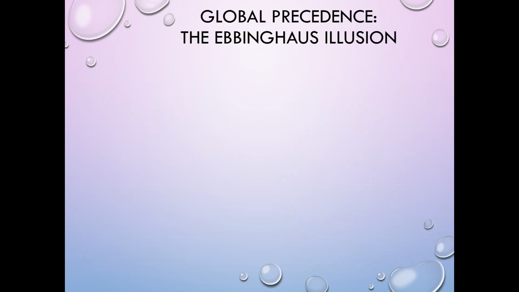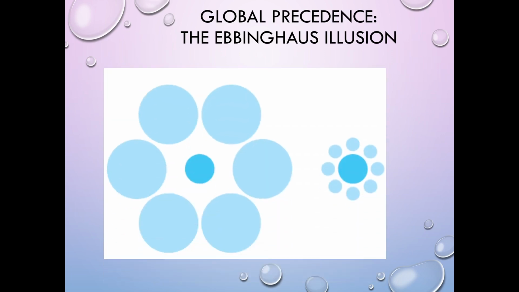So let's talk a little bit about global precedence, and let's use the Ebbinghaus illusion as an example of global precedence. Okay. So on the left-hand panel, you see a smaller, darker blue circle surrounded by bigger light blue circles. And on the right panel, you see a bigger dark blue circle surrounded by smaller light brown circles. Or do you?